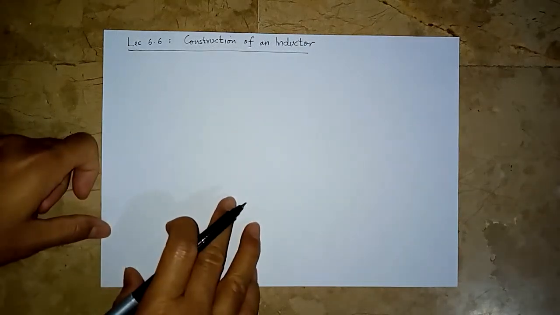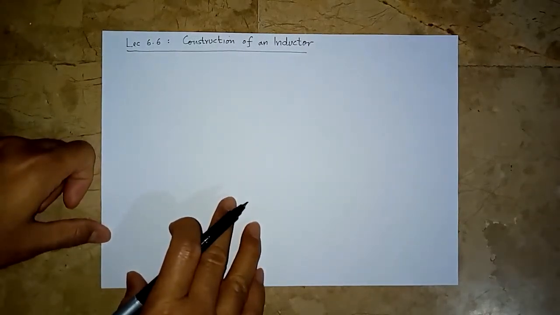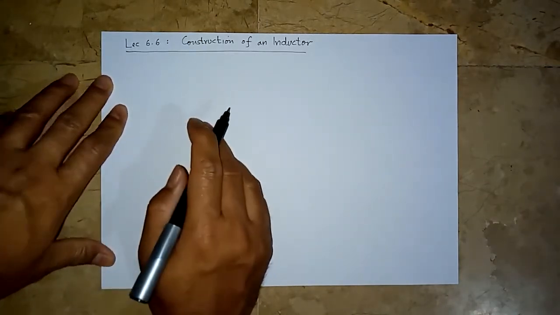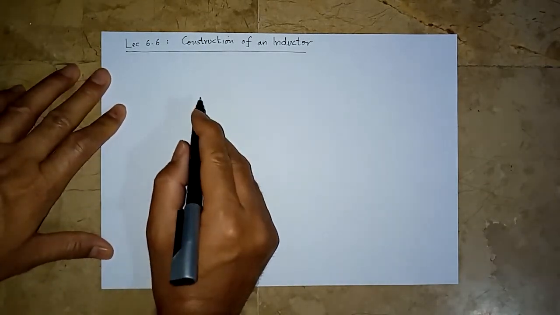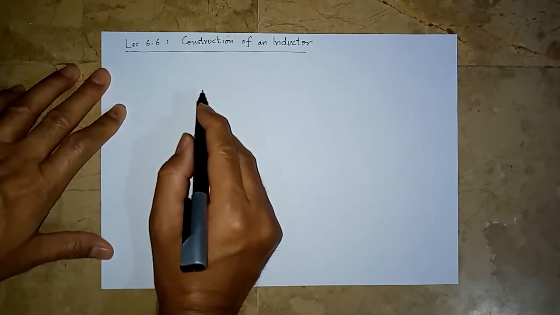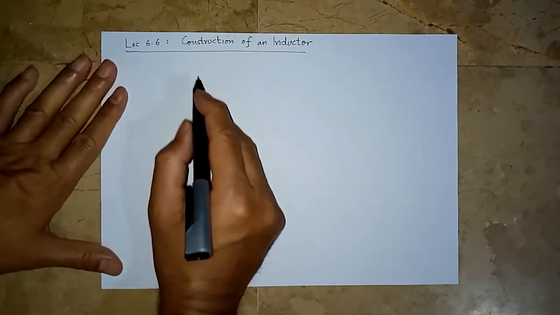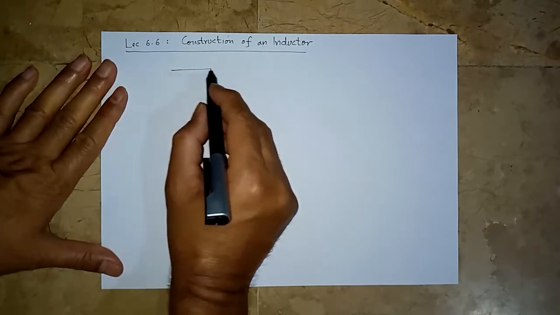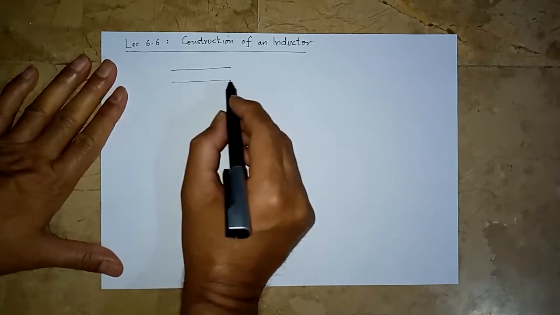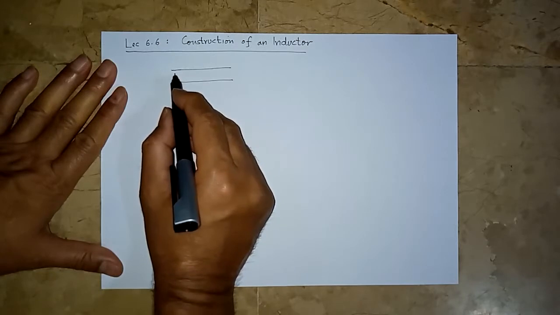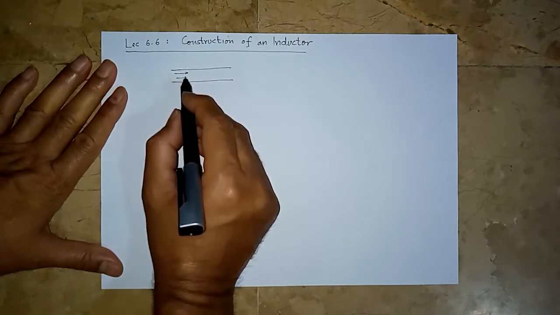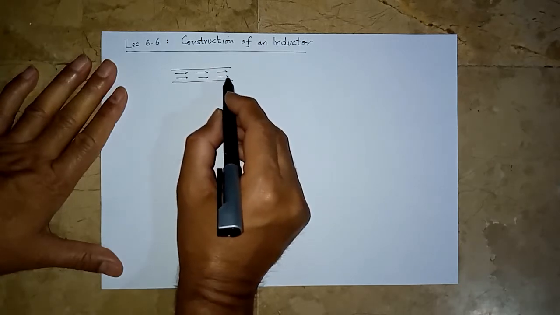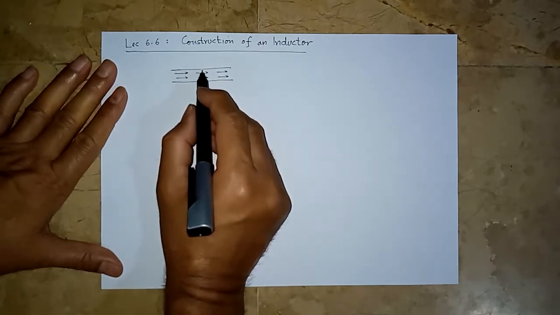Okay, in this video, let us discuss the construction of an inductor. We are not going to get into a lot of details, but just look at a few simple things. It was the scientist Ampere who found out that if there is a current flowing in a wire, it creates a magnetic field around it.